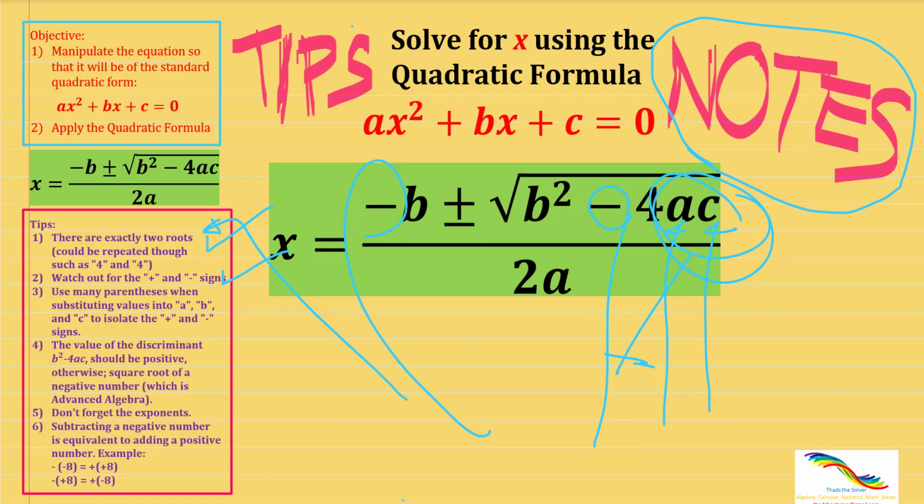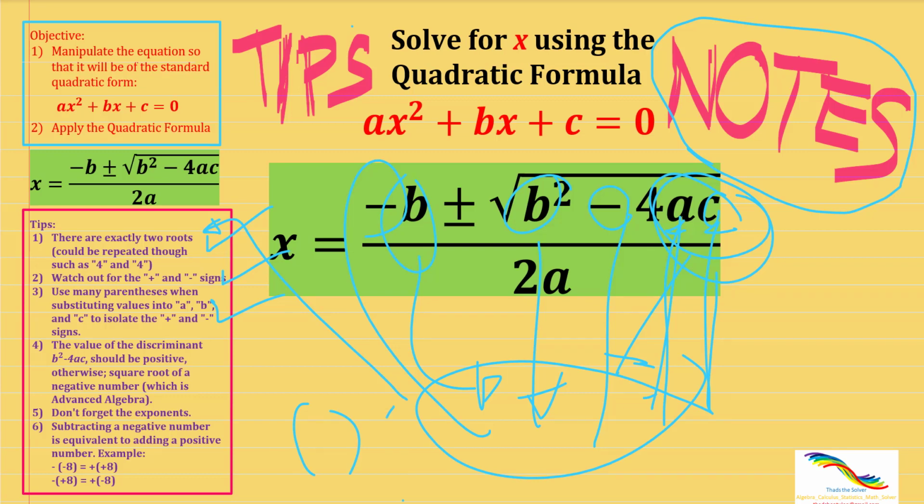That's number 2. Number 3, use as many parentheses as possible when substituting values into A, B, and C. For example, if A equals 2, B equals 3, C equals negative 5, make sure you use parentheses when you substitute the values. What is the purpose of that? The purpose of that is to avoid any confusion. Parentheses, you put a parenthesis here, parenthesis there.